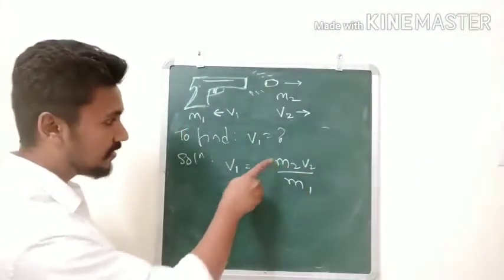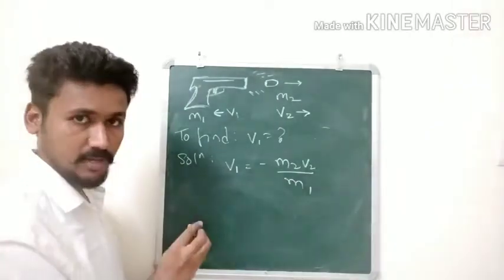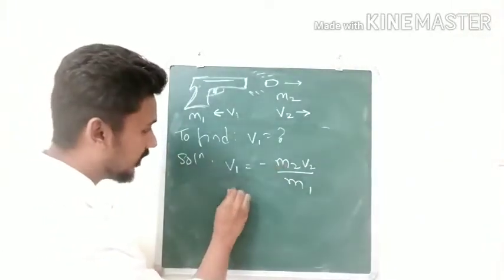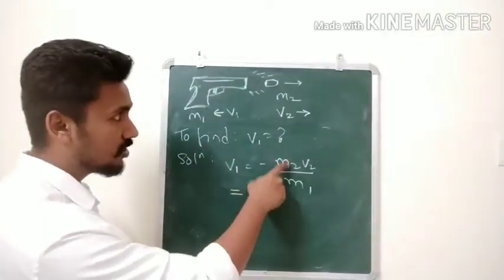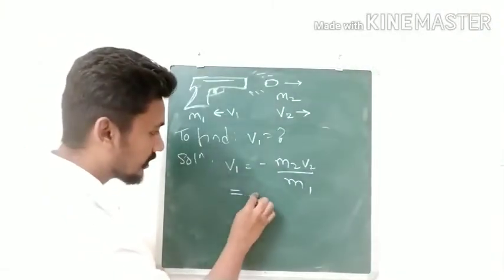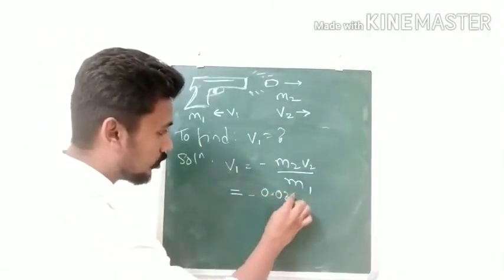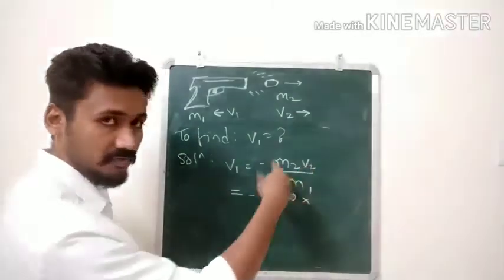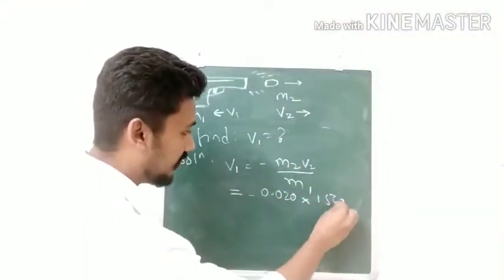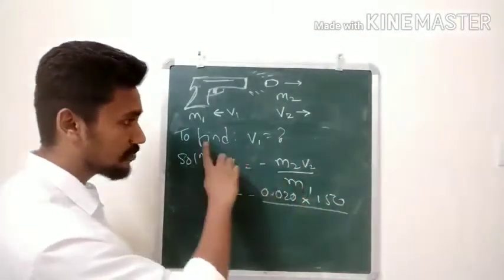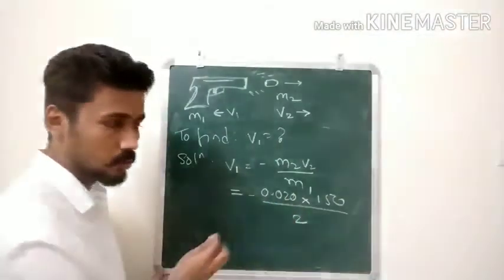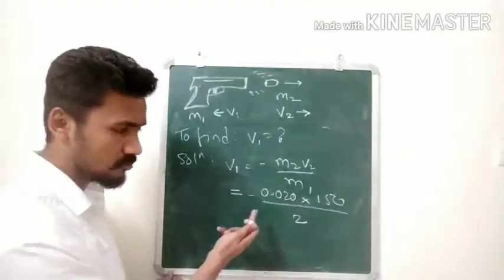And now we simply have to substitute for all the values. Okay. So one by one you will substitute. So we will get M2. M2 was the mass of the bullet, which is 0.020 multiplied by V2, velocity of the bullet, 150 divided by M1, that was mass of the gun, which was 2. And I think you will be able to solve this very easily.